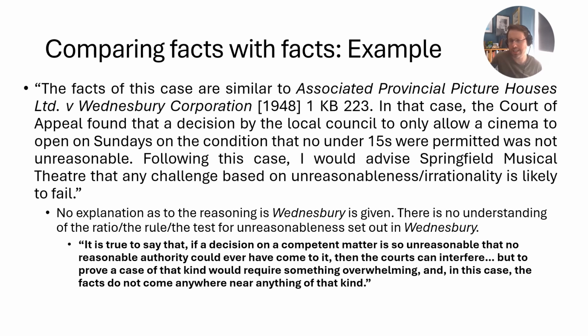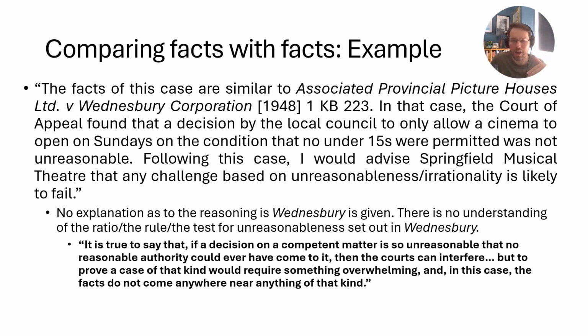So here is actually the test. Here's the statement in Wednesbury that's key. It's true to say that if a decision on a competent matter is so unreasonable that no authority could ever come to it, then the courts can interfere. So that's the test. So unreasonable that no reasonable authority could ever have come to it.